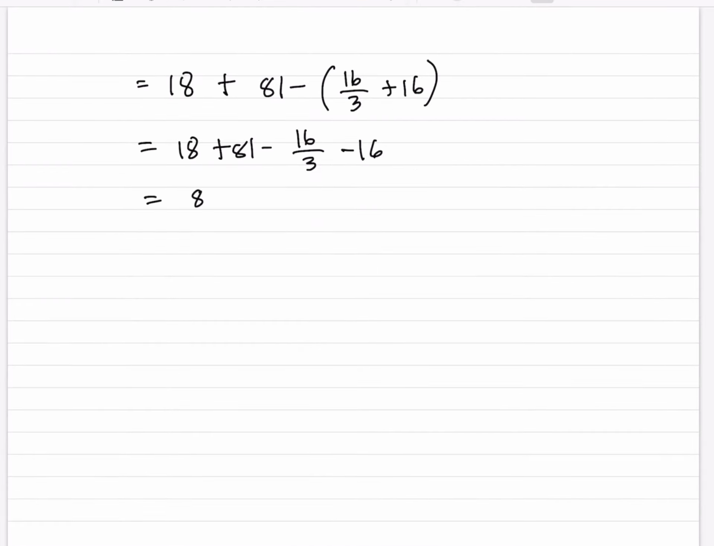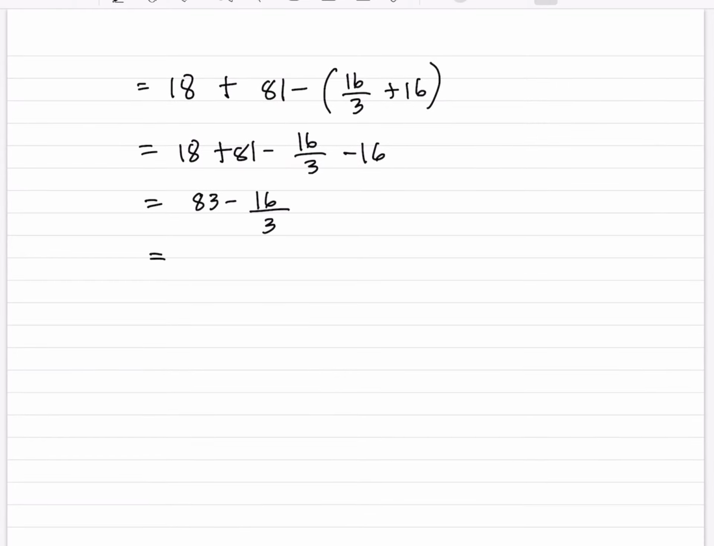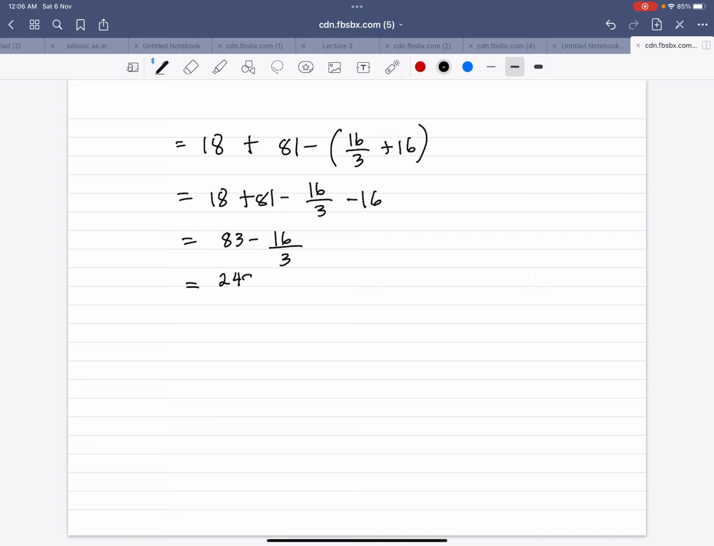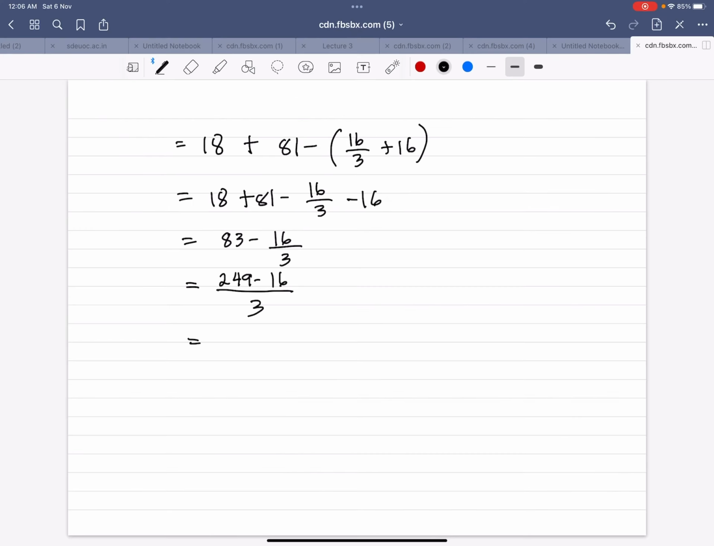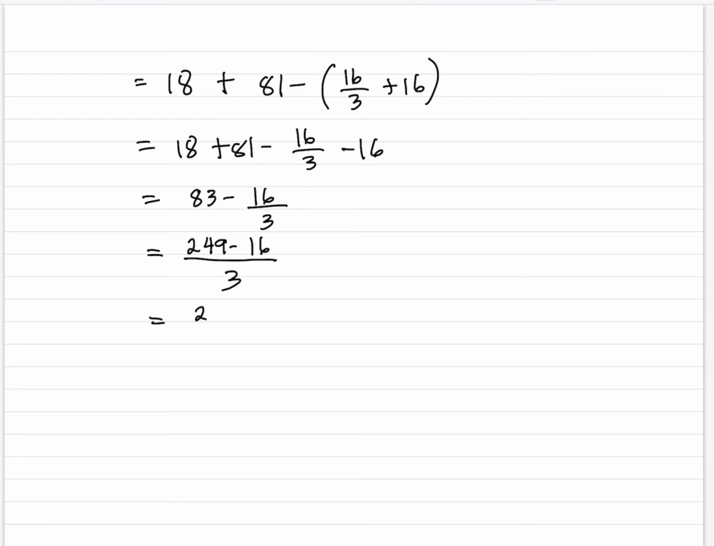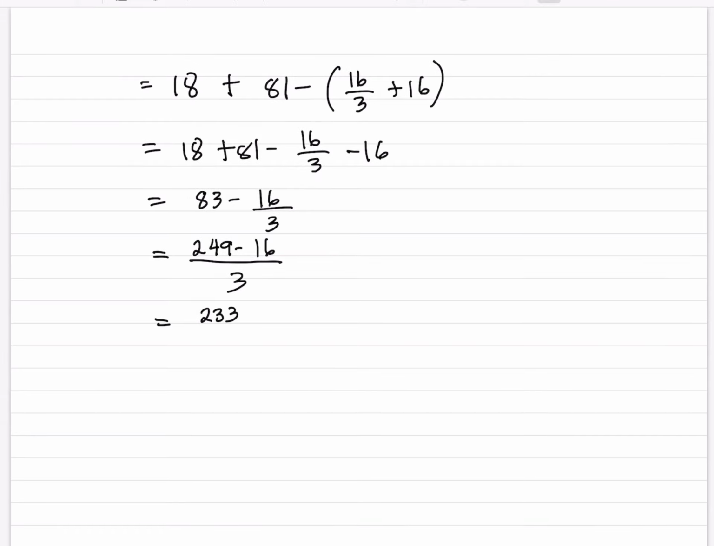That gives 83 minus 16 over 3, which is equal to 249 minus 16 all over 3, or when simplified further, this is 233 all over 3. Let's move on to example number 3.